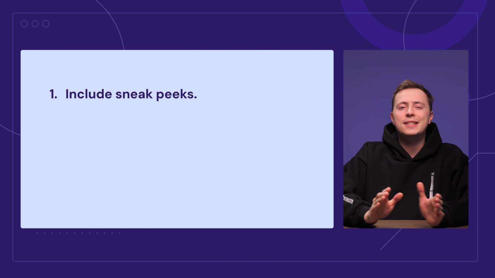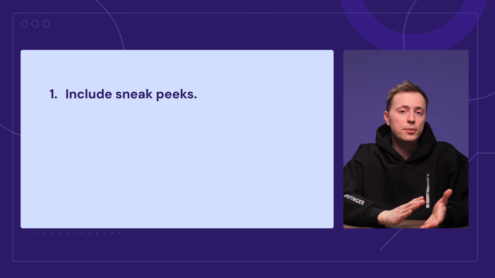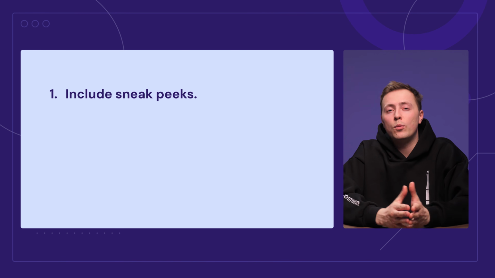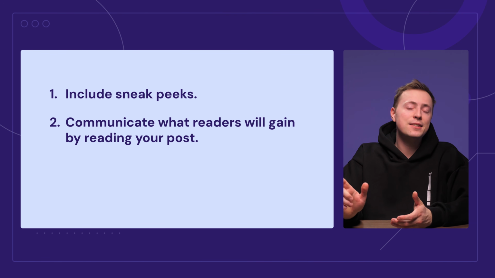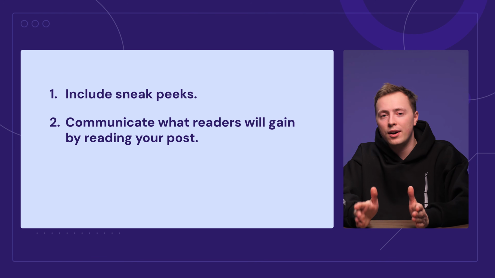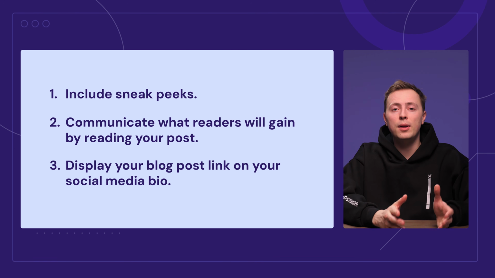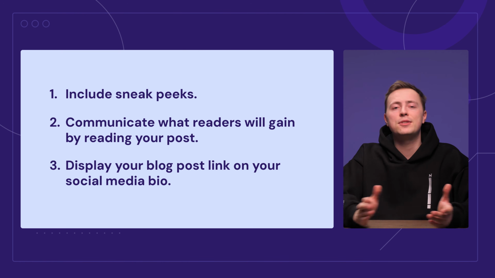First, include sneak peeks. You can share intriguing excerpts or insights from your post to boost interest. Next, you can also clearly communicate what readers will gain by actually reading your post. Tie this value proposition into the overall context of your social media content. Lastly, consider displaying your blog post link on your social media bio, making it accessible to interested readers.